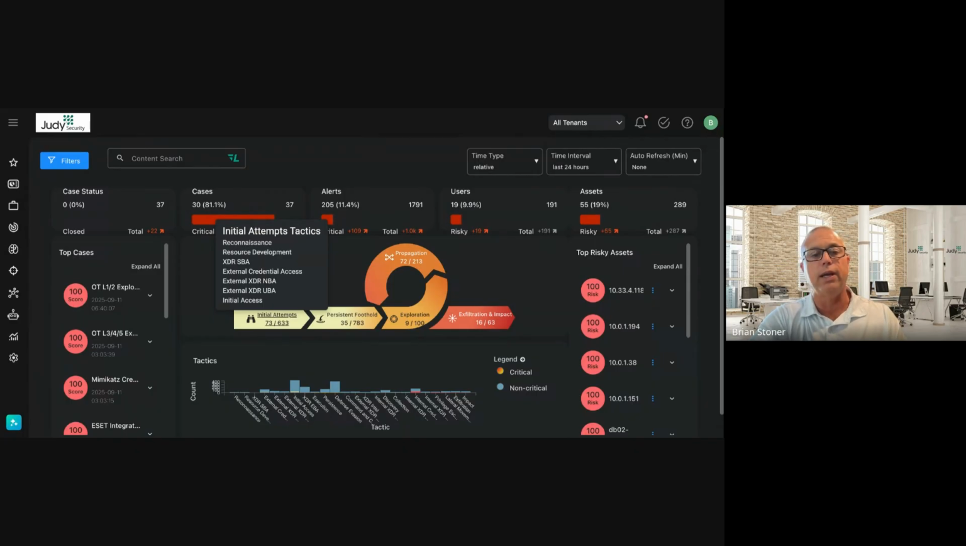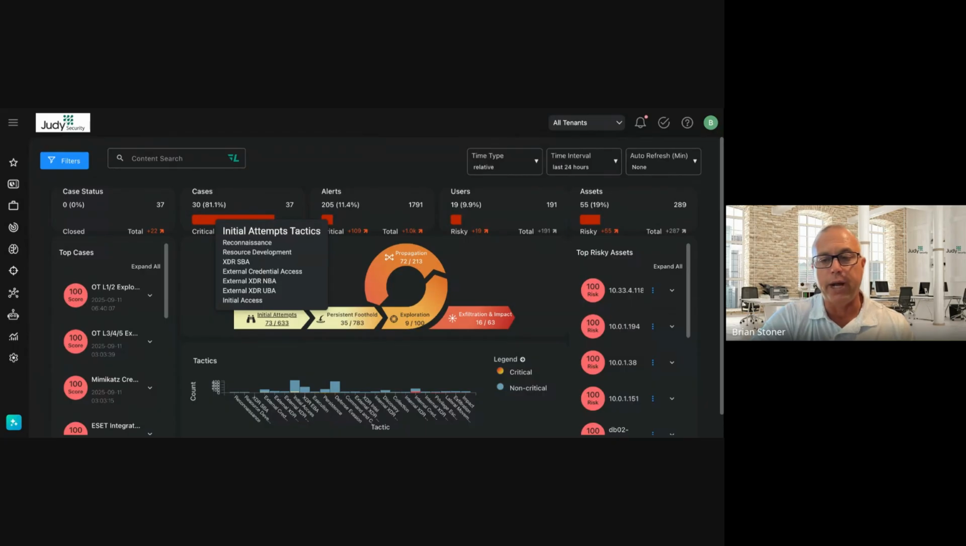Here, what we're seeing in the initial attempts is reconnaissance and resource development. Those are two techniques that the attackers use to gain access. But within those, there are many different techniques. So those are just kind of over-level categories, and then there's much more below that.